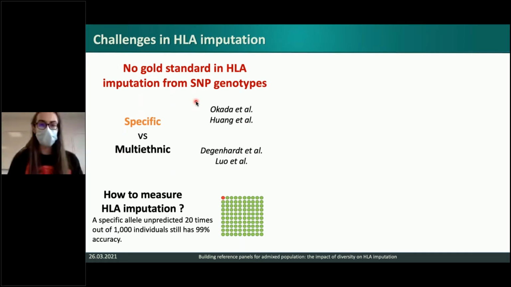First of all, there is no gold standard in HLA imputation from SNP genotypes. Researchers are still arguing whether they should use a reference panel that is specific, meaning you should create your model, your reference panel, with people from one population, whether it is the Japanese population or the Finnish population. And others argue that you should go with more multi-ethnic data, creating a reference panel with everyone. The way to measure the accuracy of HLA imputation is also debatable, because accuracy is often used, but a specific allele which is unpredicted 20 times in 1,000 individuals still has 99% accuracy. So it can be really misleading when you interpret the results.